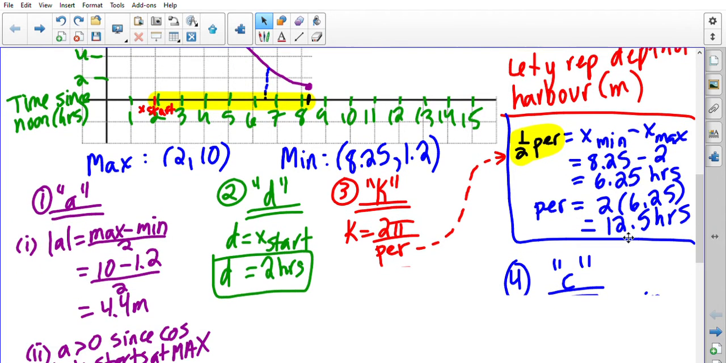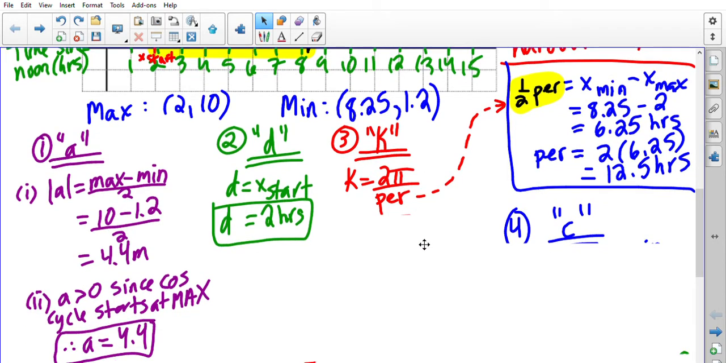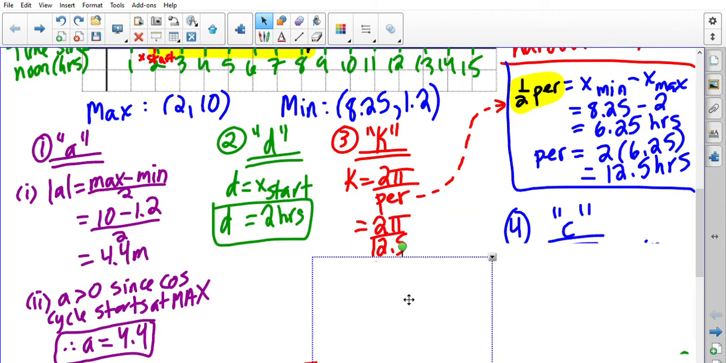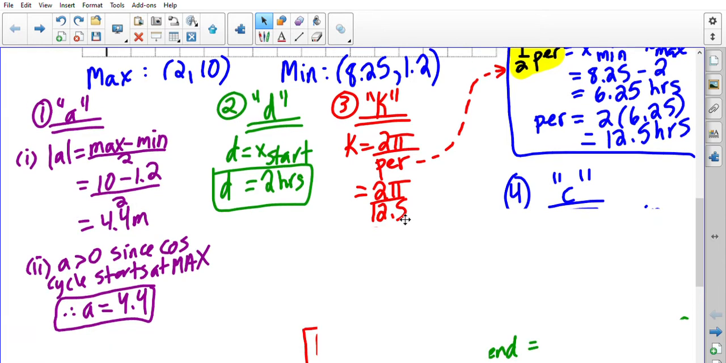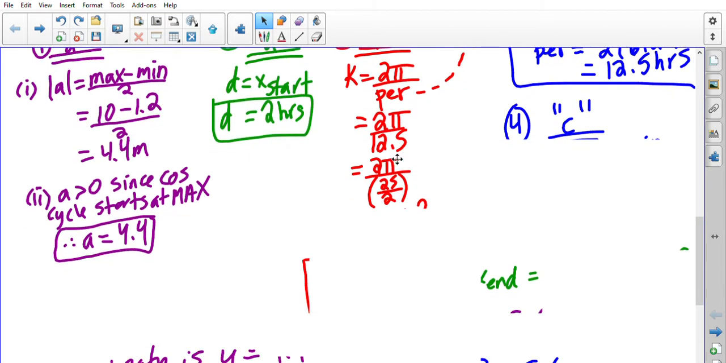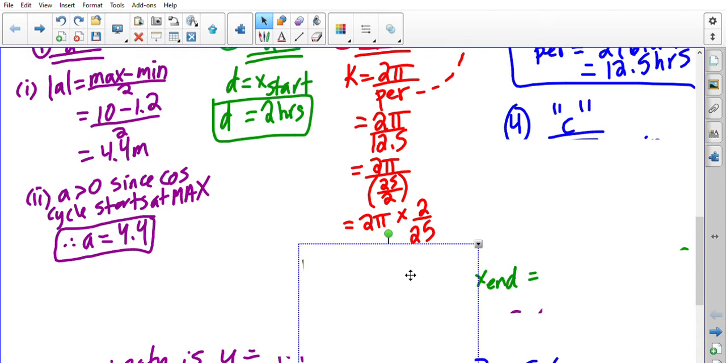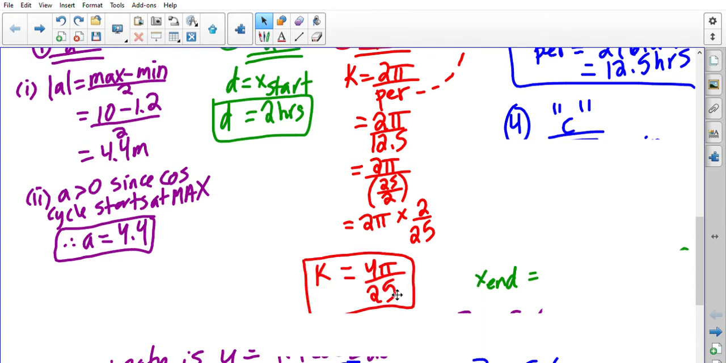I'm going to take that number and put it back into my equation here. So I get 2 pi divided by 12.5. Just to show you, if you were to write 12.5 as a fraction, it's 25 over 2. A fraction divided by a fraction would give you 2 pi times 2 over 25. That leaves us with a k value of 4 pi over 25, and that's in lowest terms. So now we have our k.